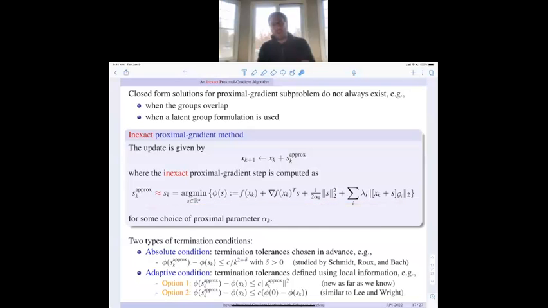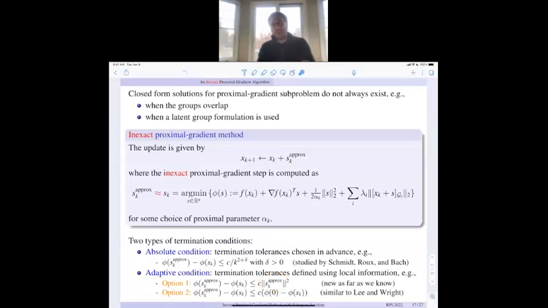In comparison, some people have considered absolute conditions, where the condition involves the iteration k. The tolerance you're allowed on the subproblem solutions depends on the iteration k, so it's predetermined. It doesn't depend on where you are in the search space at any given point. We don't like those. They don't tend to work as well in practice, although you can, of course, prove things about them. We care more about conditions that depend on local information, like the approximate proximal gradient step. So we propose two different adaptive conditions.